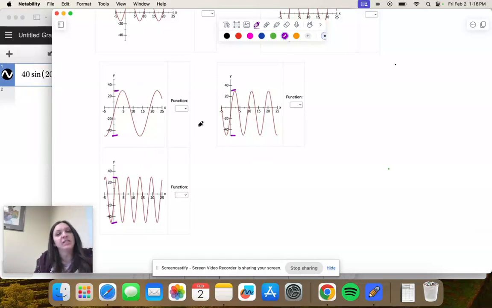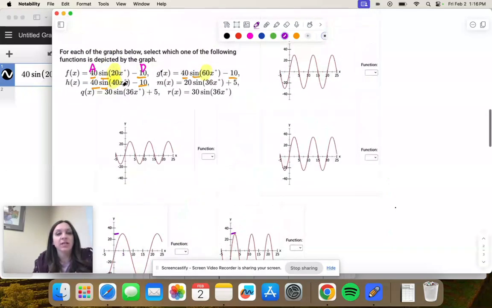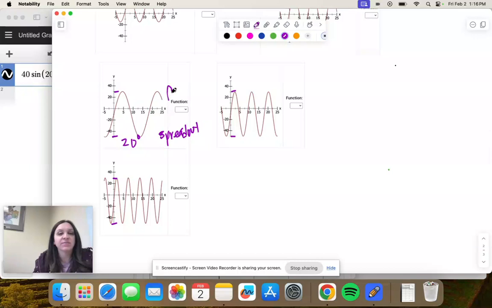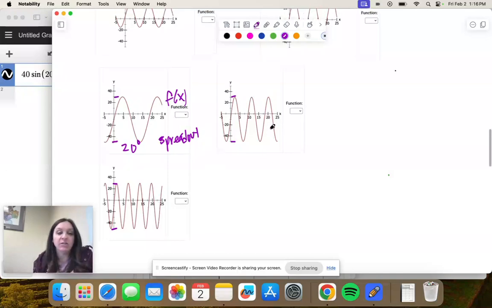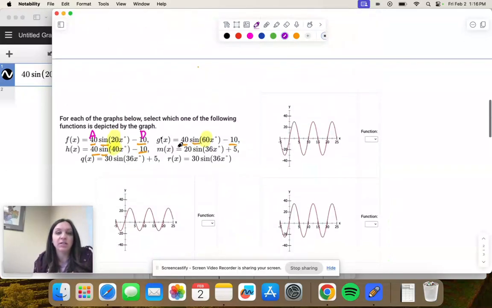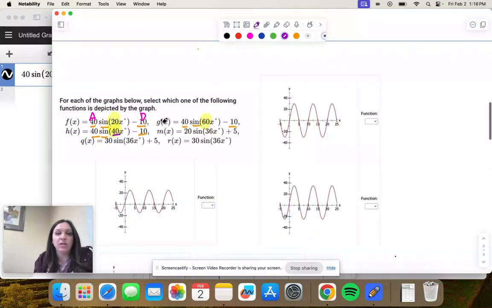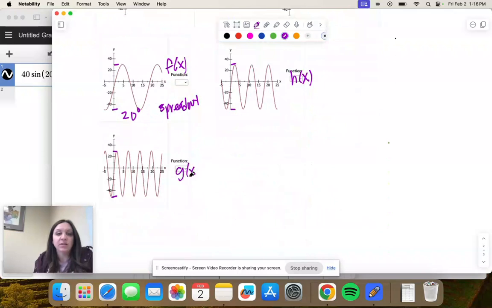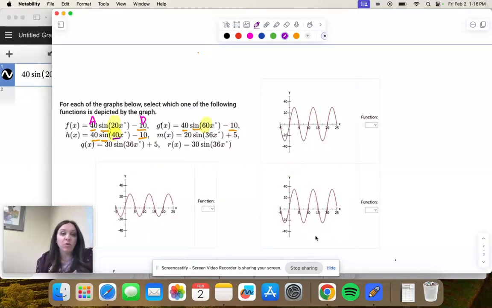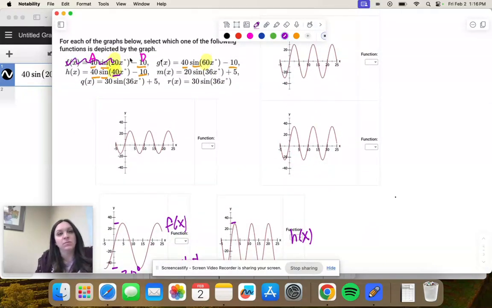So between these 3, I can see spread out. So that's the 20. This is the 20 degree next to B. That's f of x. And then this one's a little more spread out, and this one we start to get tighter in our period. So here, this one would be the 40, this would be h of x, and this one would be g of x. Okay. And now we still have 3 more. So I'm just going to cross those out so I'm not looking at them.